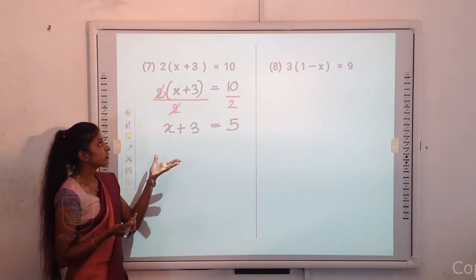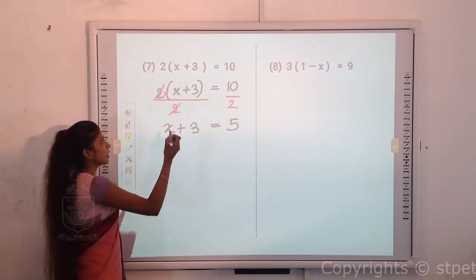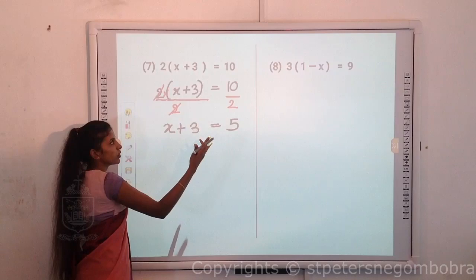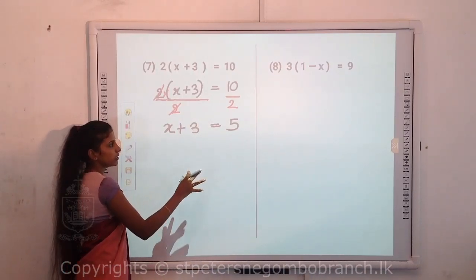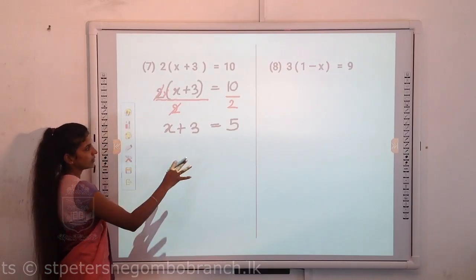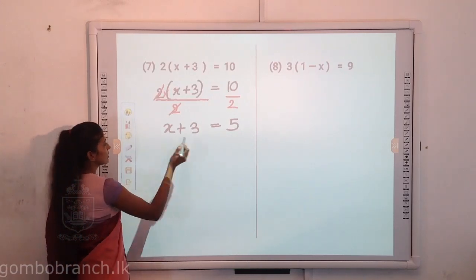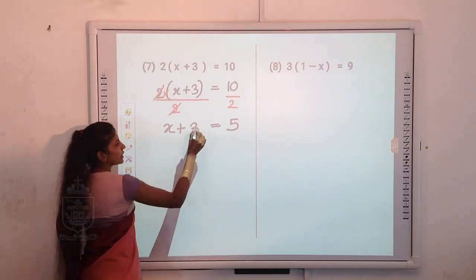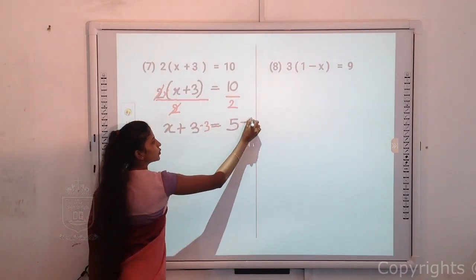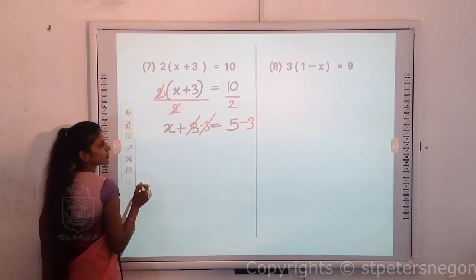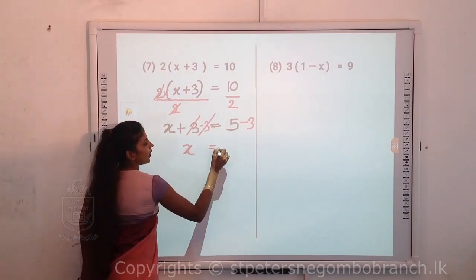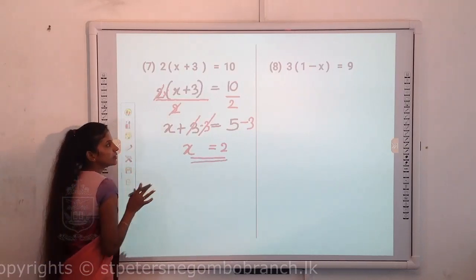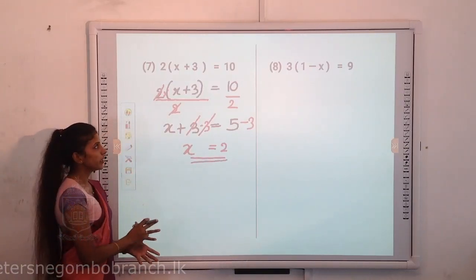Now you can see the bracket has been removed. Once you cancel this 2, the bracket has been removed and only x plus 3 is remaining. So this is like a simple equation. You have to cancel plus 3. In removing plus 3, you have to subtract 3 from both sides. 3 cancels. x equals 5 minus 3, answer is 2. That is the first method of simplifying this type.